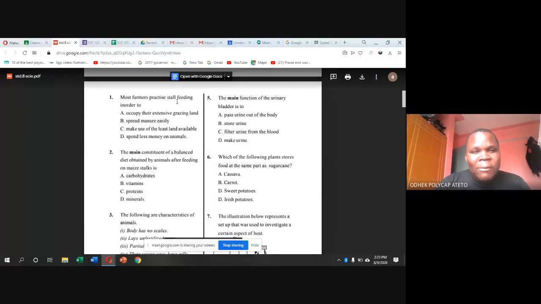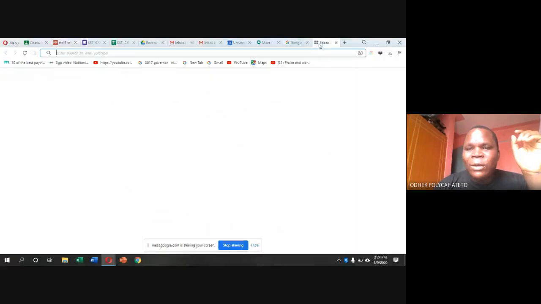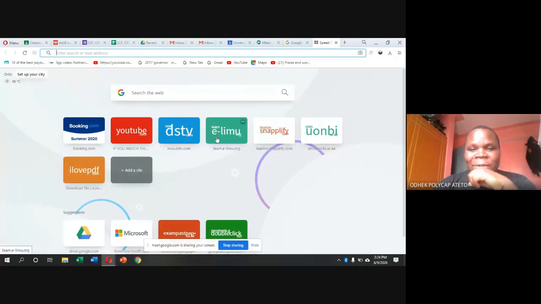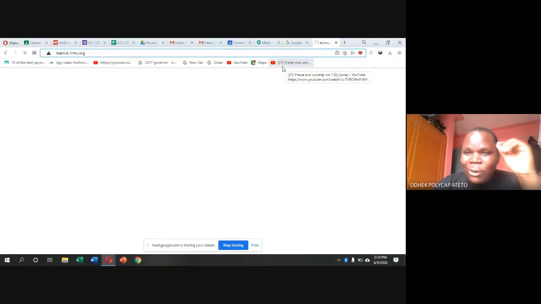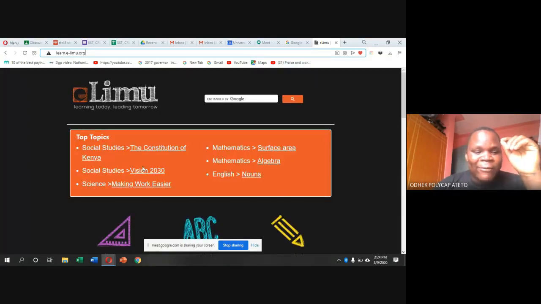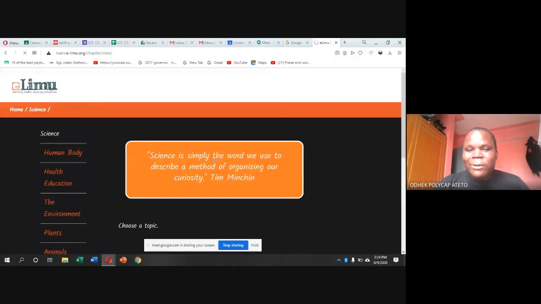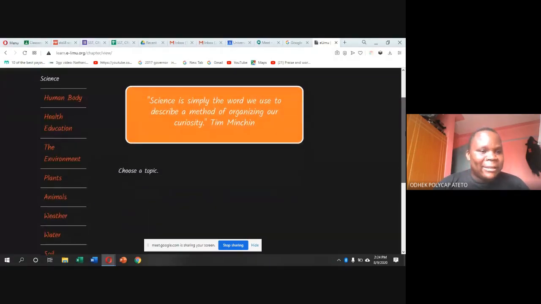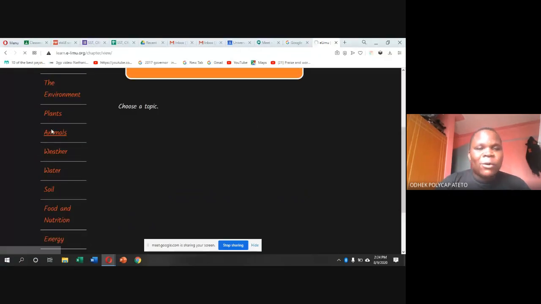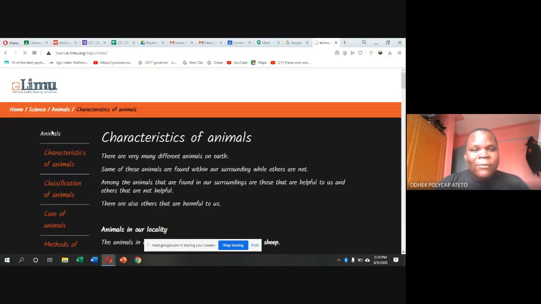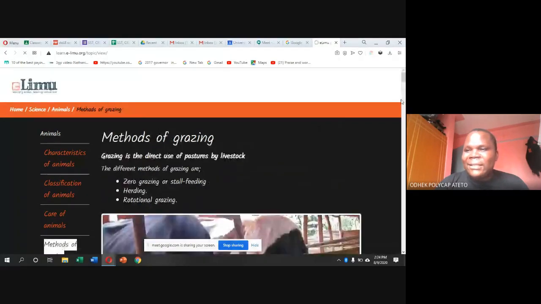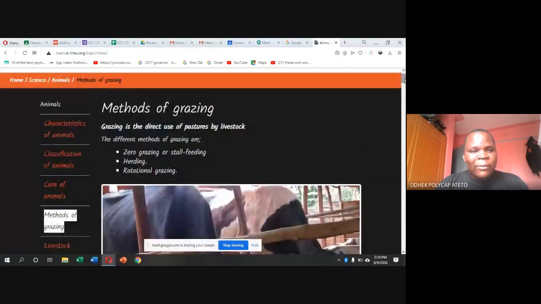Most farmers practice stall feeding in order to... Before you answer that kind of a question, you must be able to know that stall feeding comes from which class. It comes from class 6. Which topic? The topic of animals. Which subtopic? We are talking about methods of grazing. So you go to the animals, and check, not classification, but method of grazing, and then see which methods of grazing you have. So we have 3.